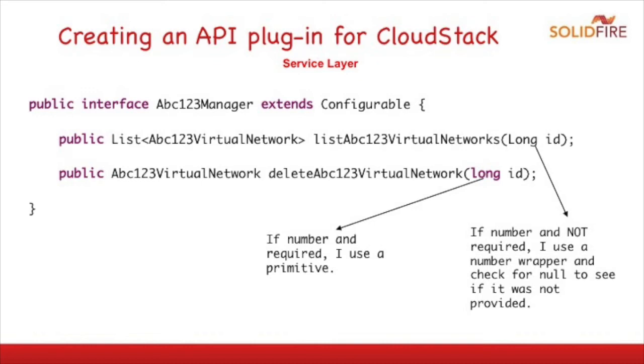Maybe at some point in the future when we actually support Java 8, we might be able to introduce the Optional class and make that look a little bit more sophisticated. But for now, we typically just say if the value is optional, we use a wrapper Integer or Long, and null means just everything.